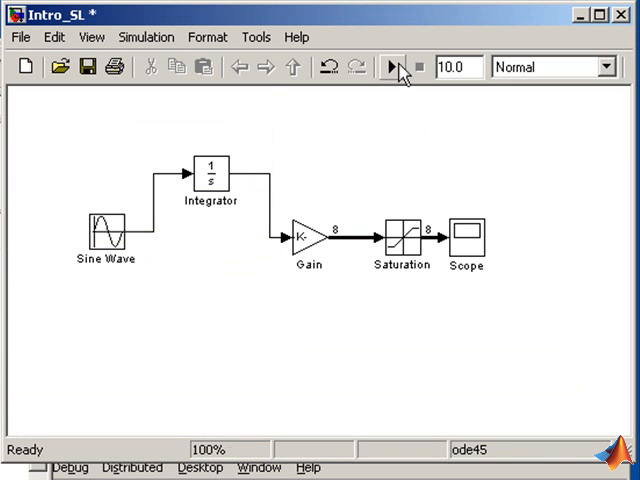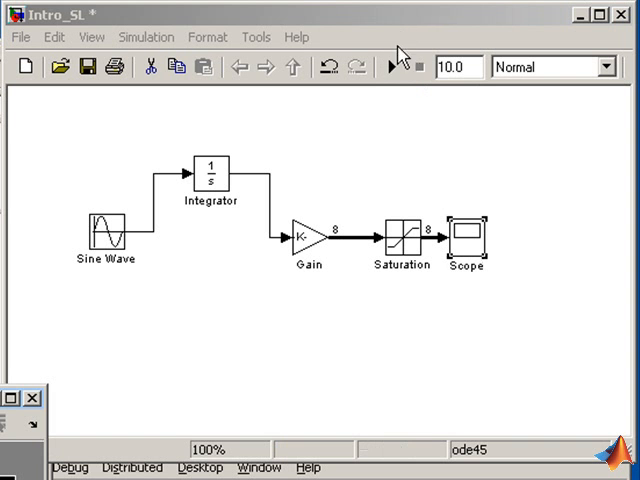So let's simulate this model and look at the output. Let's simulate this a couple more times here.